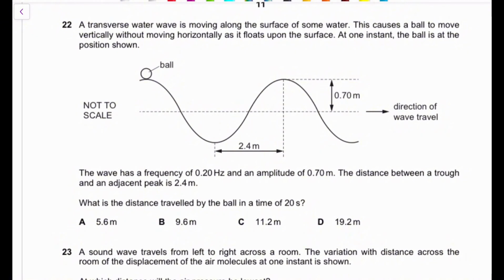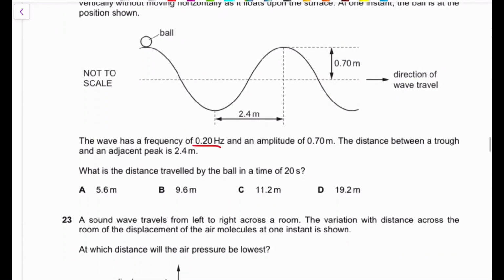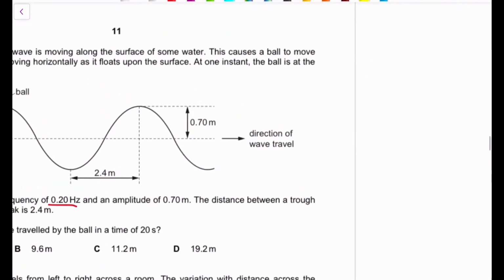This causes a ball to move vertically without moving horizontally as it floats upon the surface. At one instant, the ball is in a position as shown. The wave has a frequency of 0.20 hertz and an amplitude of 0.70. The distance between a trough and an adjacent peak is 2.4 meters. What is the distance traveled by the ball in a time of 20 seconds?